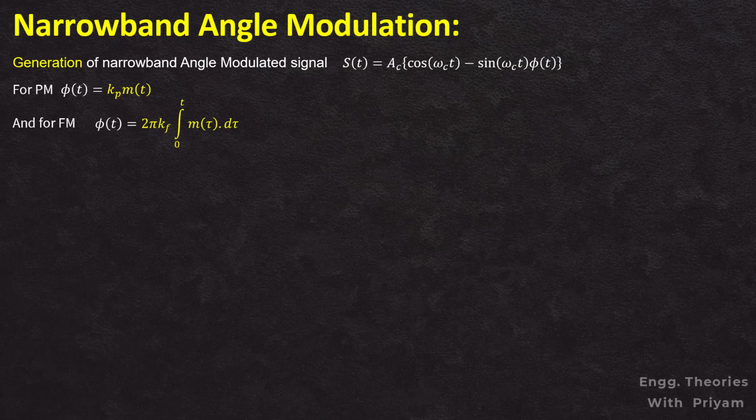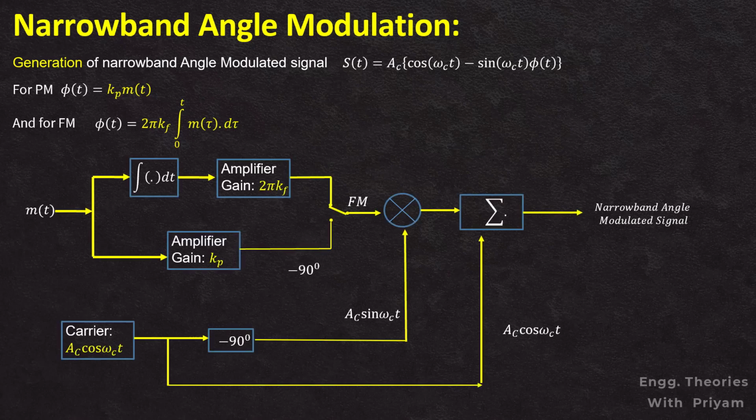For the generation of this narrowband angle modulation, at first the input signal m(t) is integrated and it becomes the integral from 0 to t of m(tau) d tau, then it is amplified with 2 pi kf, where kf is the frequency modulation constant, and this step produces the frequency modulation component denoted as phi(t). Now the same input signal m(t) is also amplified with a gain of kp, where kp is the phase modulation constant, and this amplification results in the phase modulation component.